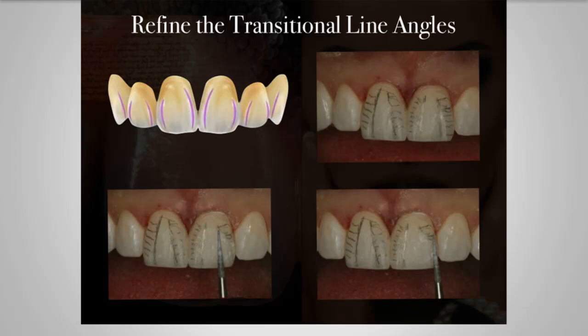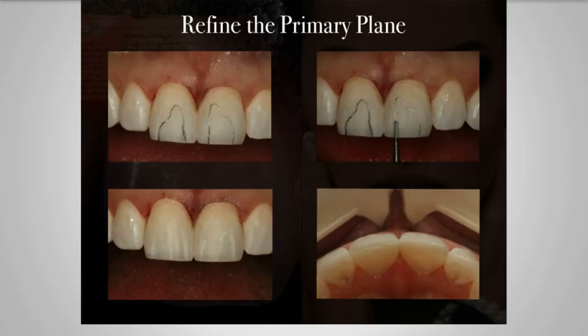Of course, the first thing was primary plane, so I created the primary plane. I told you I sculpted primary. Now I'm going in and using a burr to refine that. And I do need to back up.